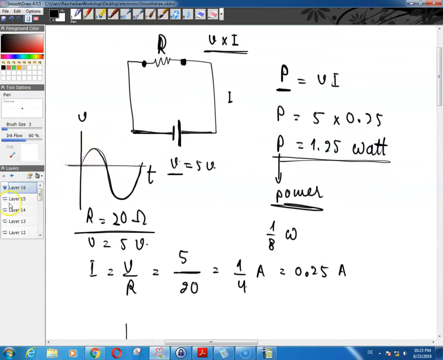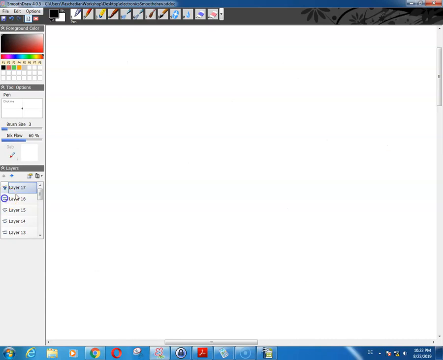Create a new layer here. It's called a carbon film resistor.